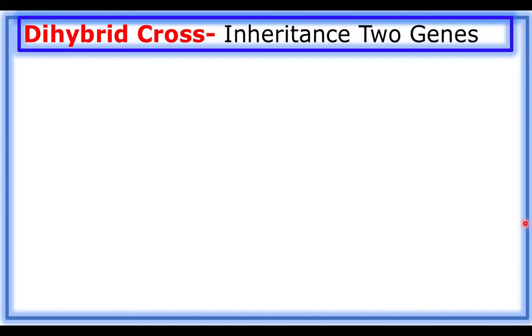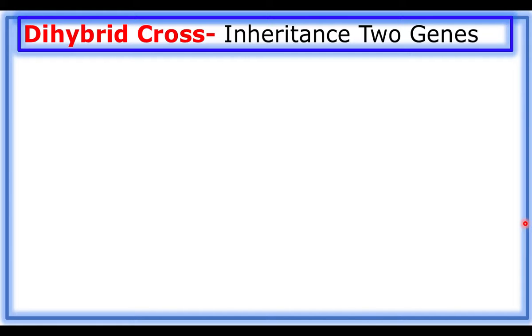In the previous part, we discussed monohybrid cross. In this part, we are going to learn about dihybrid cross. It involves the inheritance of two genes. Mendel studied 7 pairs of contrasting characters, but at the beginning, he studied the inheritance of a pair of characters, that is the monohybrid experiment. An experiment involving the inheritance of two pairs of contrasting characters is called a dihybrid cross.